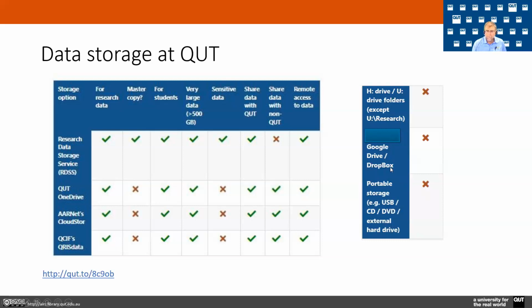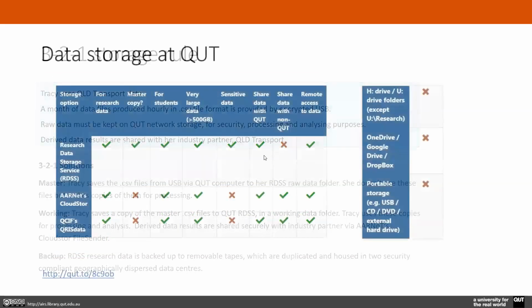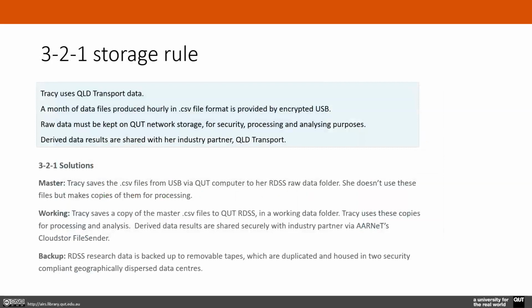Google Drive, we're not in the Google ecosystem here. Dropbox, these are both very popular storage systems, but we don't endorse them for official QUT research. Storage is not part of the QUT ecosystem. And note why she used ARNet: because she was saving in RDSS and it's not available. RDSS is not available for external use.